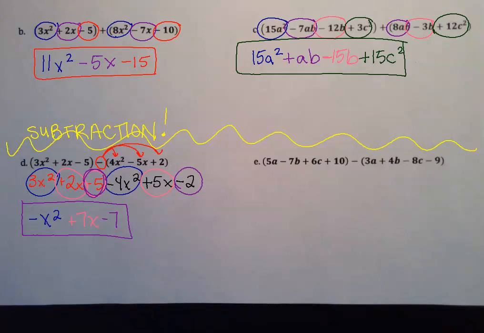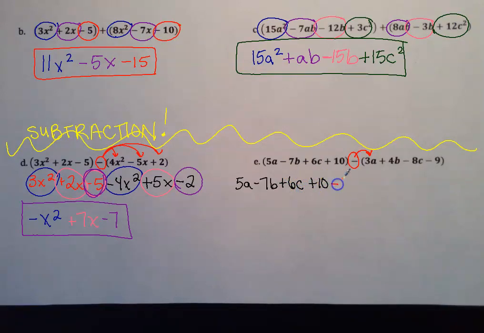Okay, so let's look at E here. Okay, again, E is subtraction, so we have to distribute. And so let me do this a little differently this time. So the first polynomial doesn't change. So we're keeping 5a minus 7b plus 6c plus 10. Okay, and we're going to distribute.